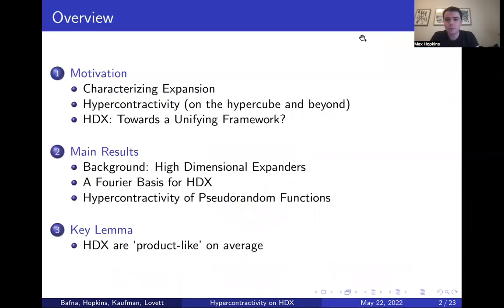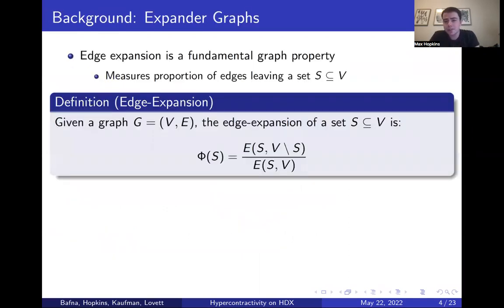Okay, I want to start off with some motivation and the broader story of where we're headed with this line of research. And that starts with a story about expansion on graphs. In particular, we study a fundamental combinatorial property of graphs called edge expansion. Given a graph G, a vertex set V, and edge set E, the edge expansion of a subset of vertices S is just the fraction of edges that leave that subset, that expand outwards.